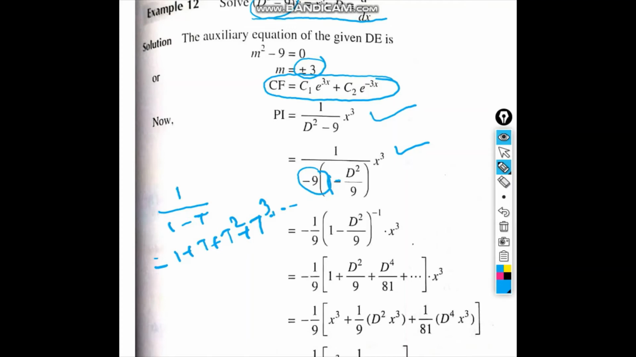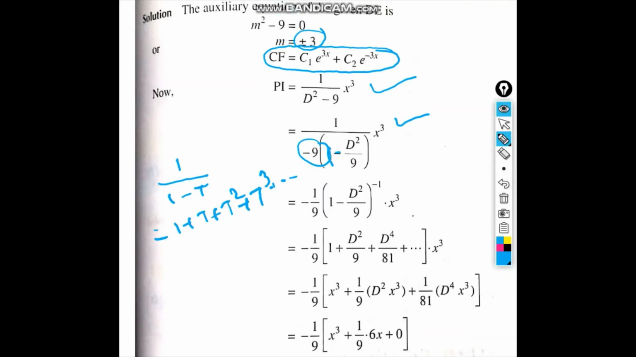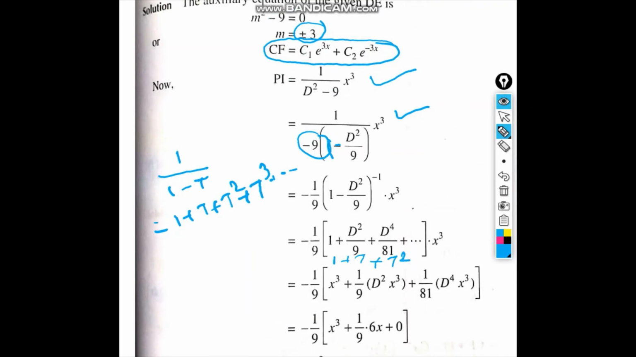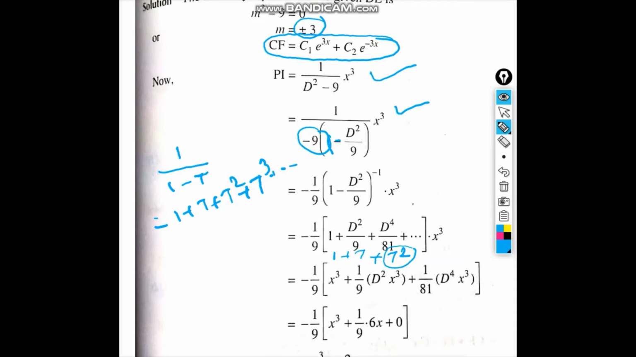If you observe, 1 upon 1 minus t gives 1 plus t plus t square plus t cube and so on. But 1 upon 1 plus t, in previous examples we've seen, it is 1 minus t plus t square. So alternate plus minus sign is there. So this is 1 upon 1 minus t, and here is the expansion. Actually, writing this t square is also not required because t square means d square by 9 whole square, that becomes d raised to 4, and the fourth derivative of x cube is 0. If you ignore that at this stage, if you write only these two terms, that is also correct. Okay, no need to write that fourth term.